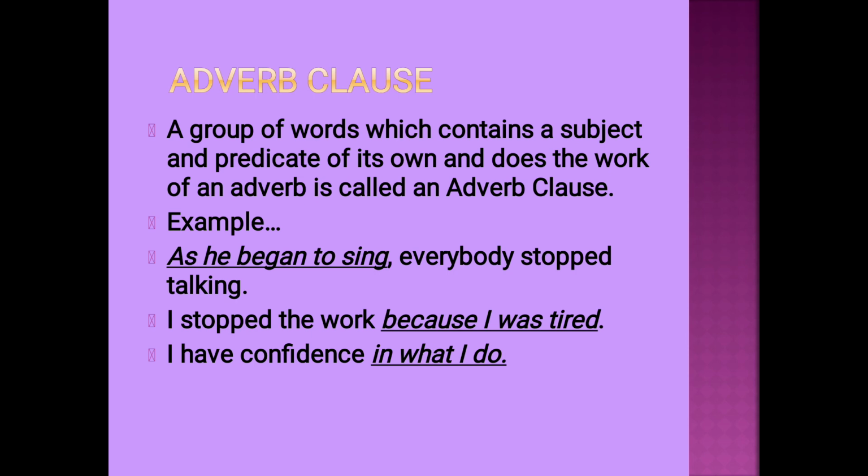Coming to the adverb clause. An adverb clause is a group of words which contains a subject and predicate of its own and does the work of an adverb. Just like, you see, as he began to sing, everybody stopped talking. So what happened? What activity stopped? The beginning of the singing. So the adverb, as is clear from the name, qualifies the verb. So singing is a verb. So as he began to sing, this is an adverb clause and it has its own subject and predicate. He is the subject, began is the verb. So the subject and verb combination is here also.